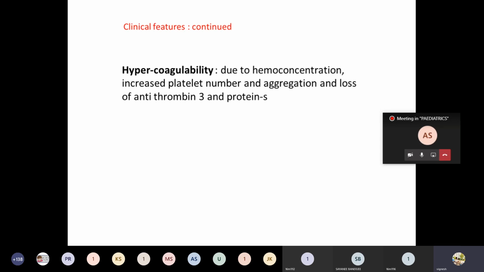Because the concentration in the intravascular system increases, there is an increased platelet number, which causes aggregation, and loss of antithrombin 3 and protein S. These lead such children to have hypercoagulability. Because of this, they will have thrombosis, which can go and occupy the CNS. You will see some of the thrombosis blocking the blood supply to the central nervous system, resulting in hemiplegia. I will discuss that later.